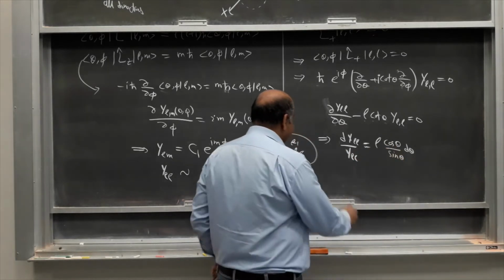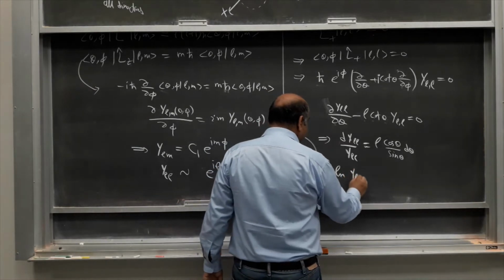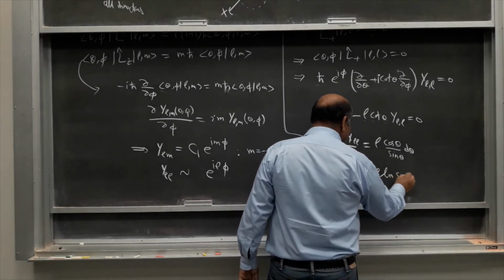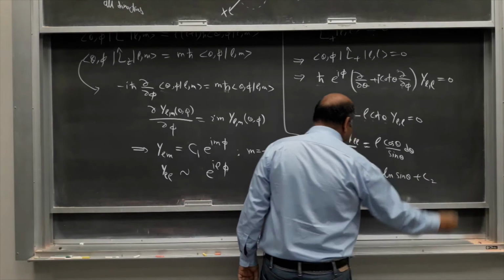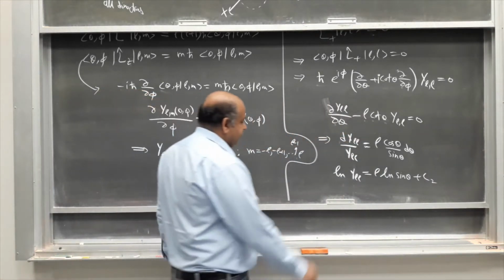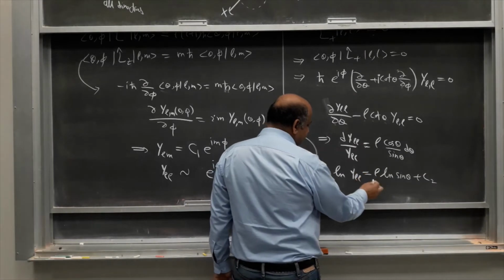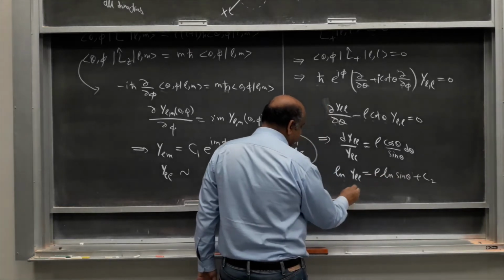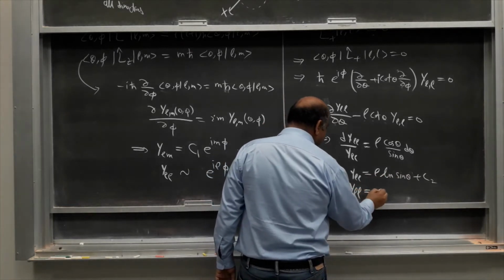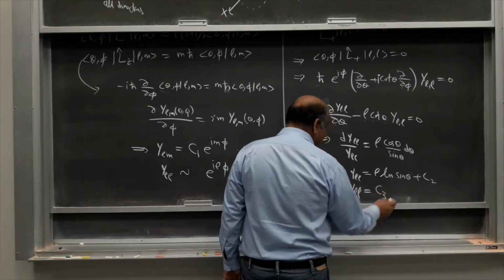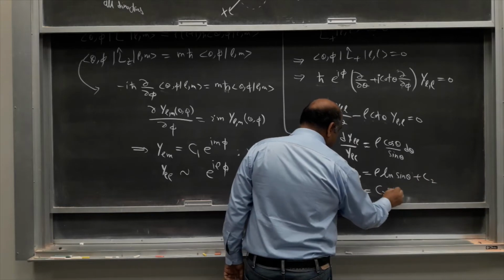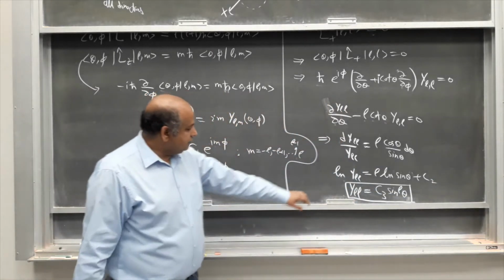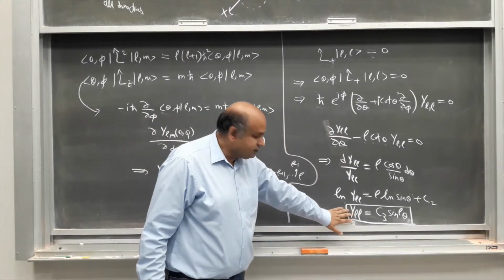So I can integrate on both sides very easily to get log of YLL is equal to L log of sin theta plus some constant. Let me call it some C2. Now, if I take exponential on both sides, this L we can easily make a power of sin theta, and then I take exponential on both sides, so this YLL becomes some constant C3, which is exponential C2, into sin power L theta. So this is our theta dependence in YLL.